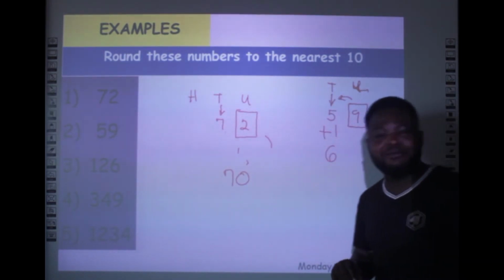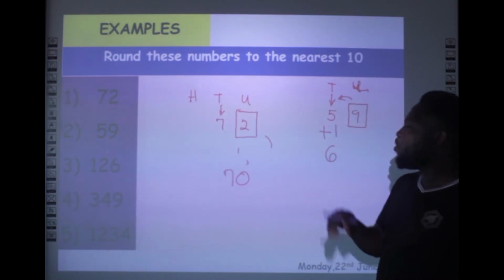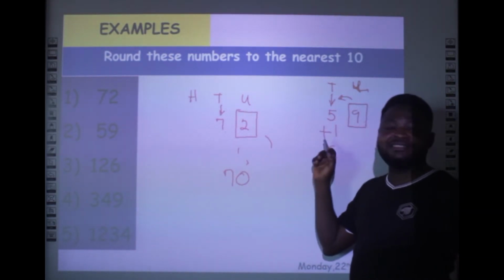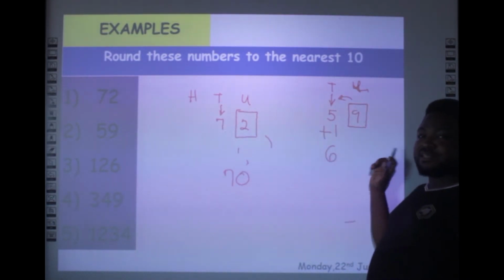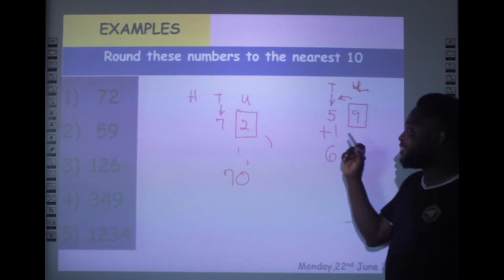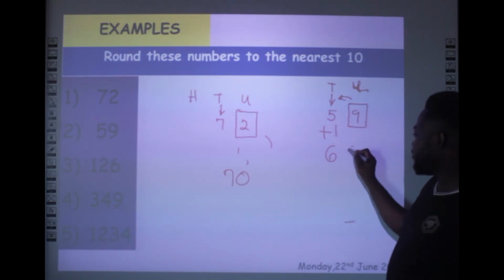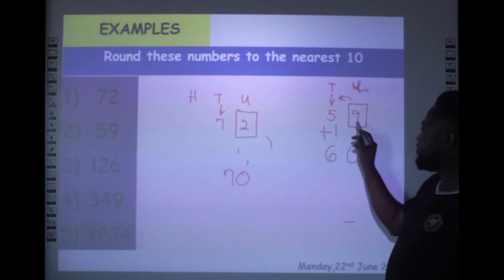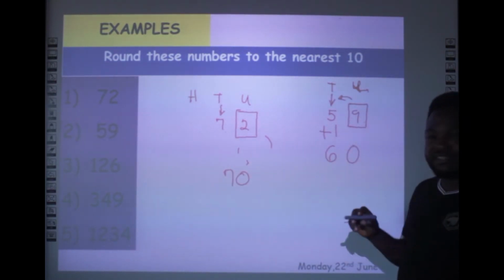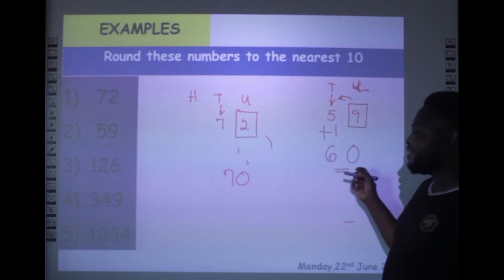And remember, the third step is that all digits to the right of the target digit must turn to 0. Now, the only digit to the right of the target digit is 9. So this 9 will turn to 0. So that means 59 to the nearest 10 will give us the final answer, 60.